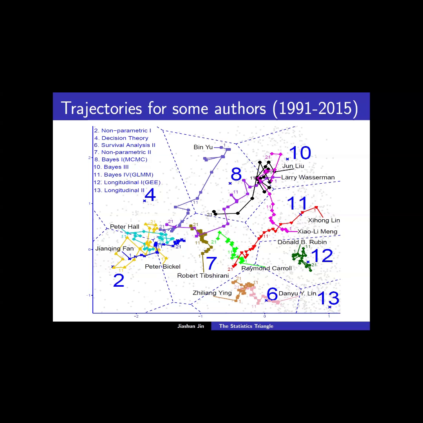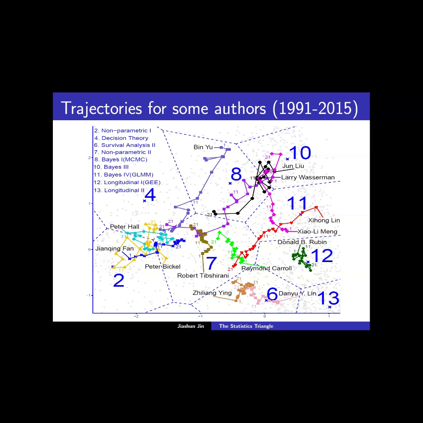There are a lot of people who have not changed that much over the years. Why? It's because they are already in the hot area. They don't have to change. For example, you can see Peter Hall, Jianqing Fan, Peter Bickel, Robert Tibshirani. So they are already in the core. They are already the Lasso variable selection guys. So when high dimensional data arrived, they still stayed there. They do not change to other places.